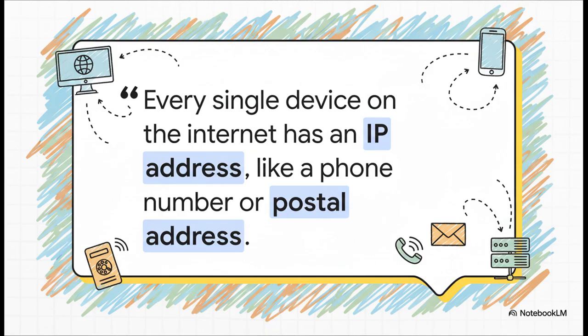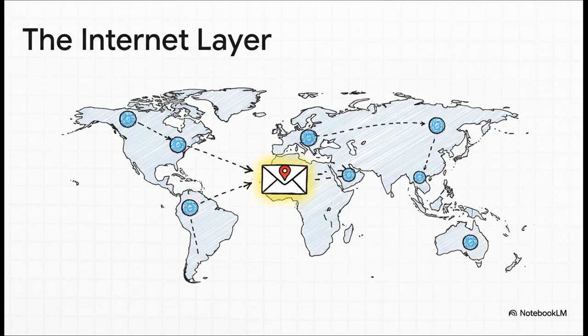Just think of it like this. Every single device connected to the internet has its own unique IP address. It's like a phone number, a postal address. It's the unique identifier that tells the entire network exactly where to send the mail. So yeah, this layer is basically the world's biggest postal service. It's responsible for that global addressing and for routing packets across all these different networks.